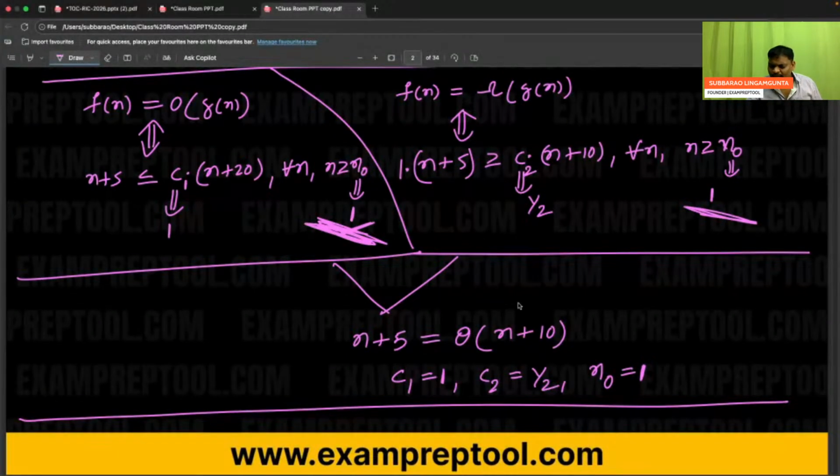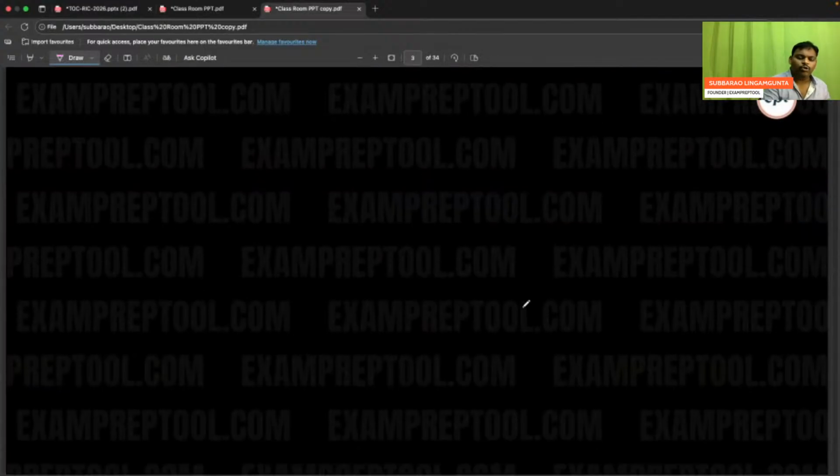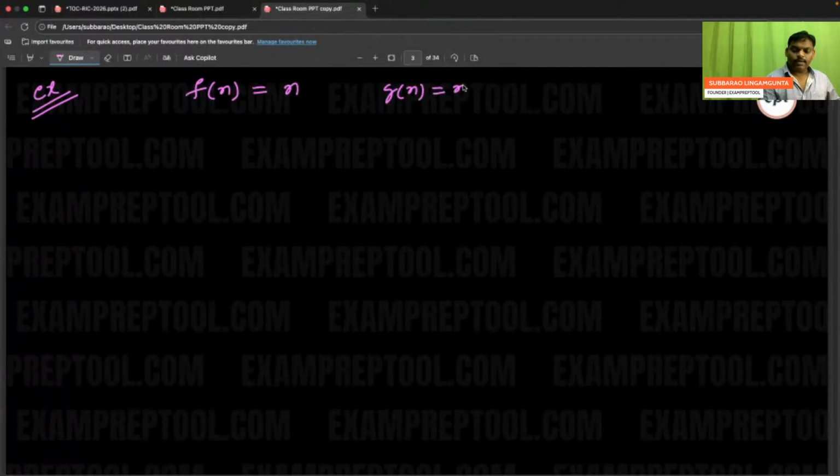I think you got a little bit of an idea. Let's do one more example, you may get more clarity. Everyone, example 2, for theta notation. Careful everyone: f of n is n, g of n is n. Let's see big O. f of n is big O of g of n.